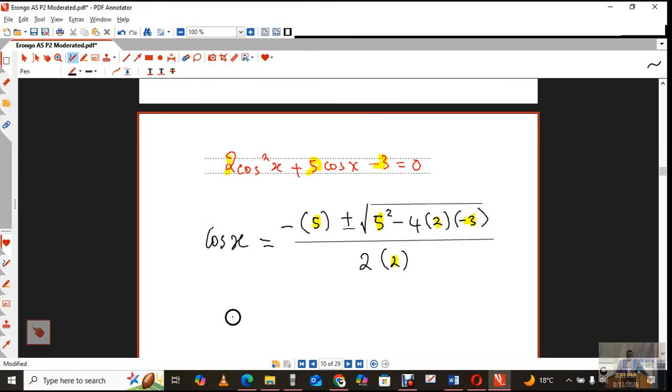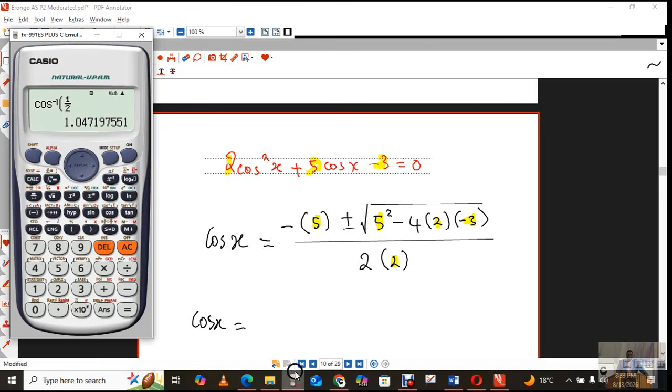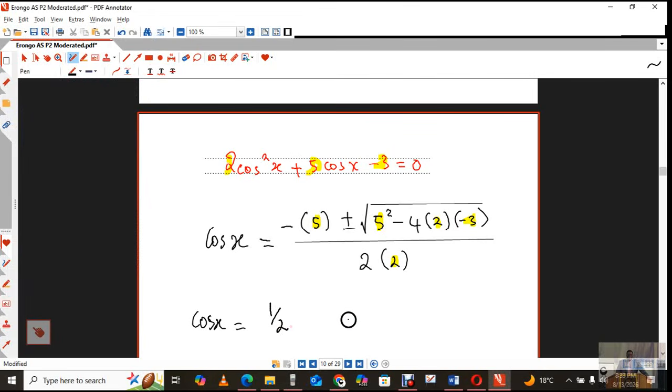So this is going to give you cos of x is equal to, so grab your calculator, have your one value, so negative 5. Let's take positive, take the square root of 5 squared minus 4 times 2 times negative 3. Hopefully it will give me. And then you put that over 4. 2 times 2 is 4. Okay, there we go. Can you see I have a half? Good. 1/2.